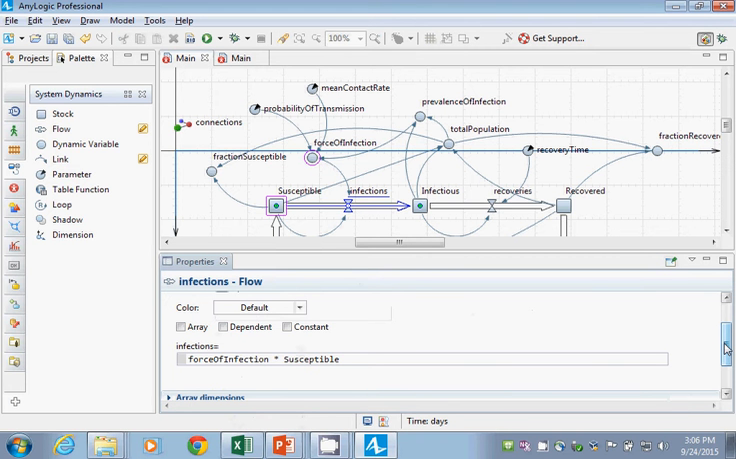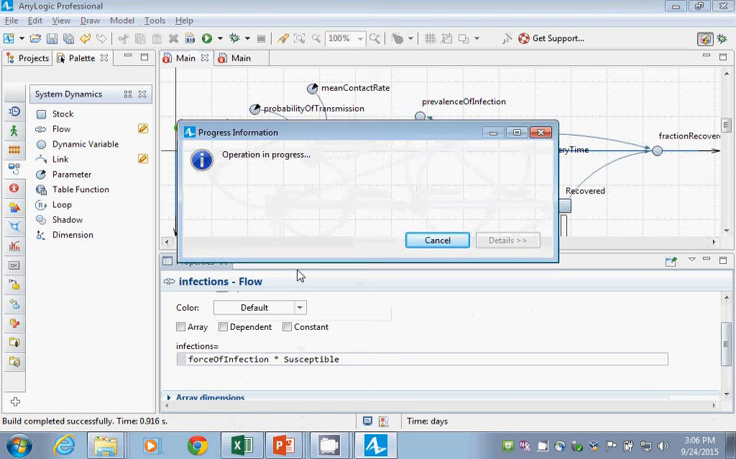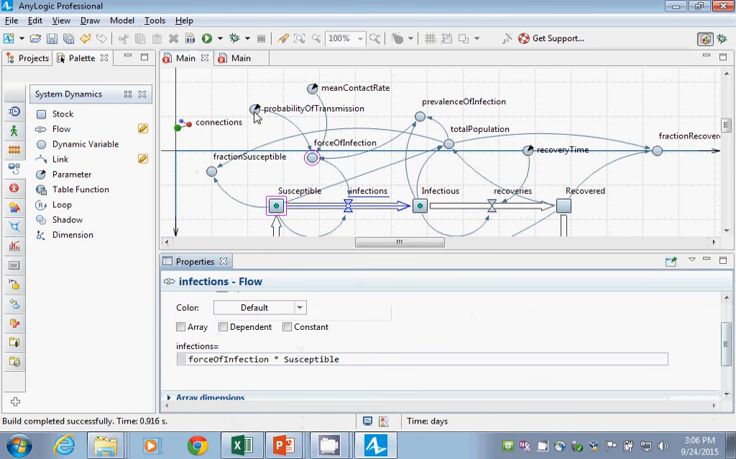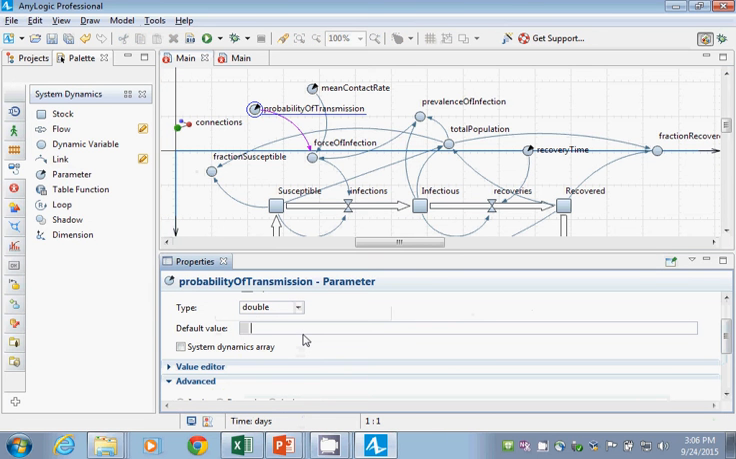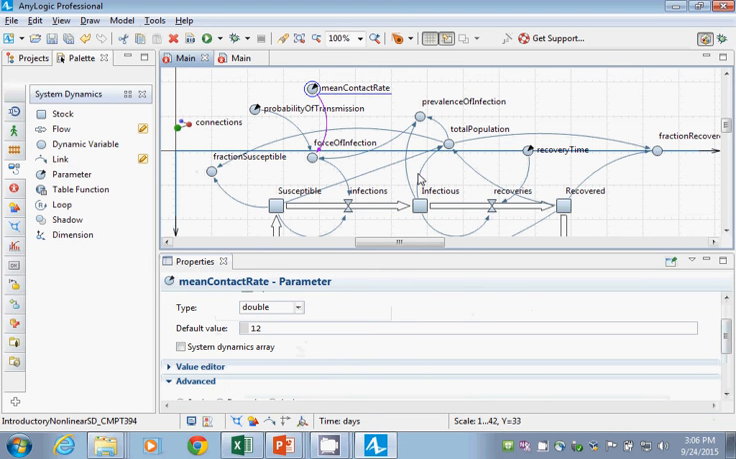Okay, so let us build early, build often, okay? Sorry? Oh, thank you. Who was that? Great. Arlen? Yeah. Good call. Probability of transmission was 0.04. Mean contact rate was 12. Prevalence of infection is an endogenous quantity. Explain that statement to me. When I say prevalence of infection is an endogenous quantity, what do I mean by that?